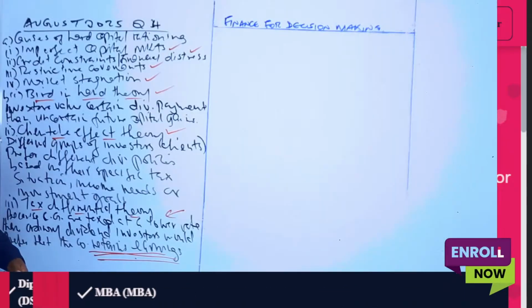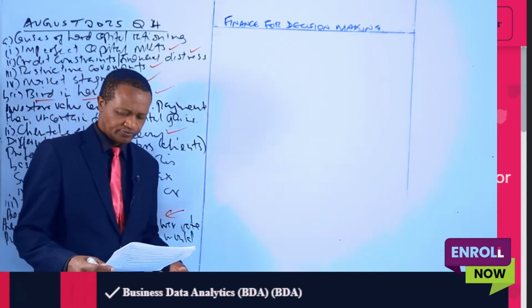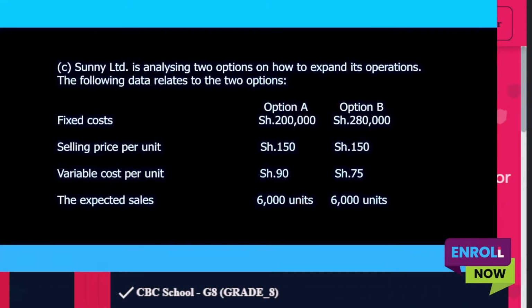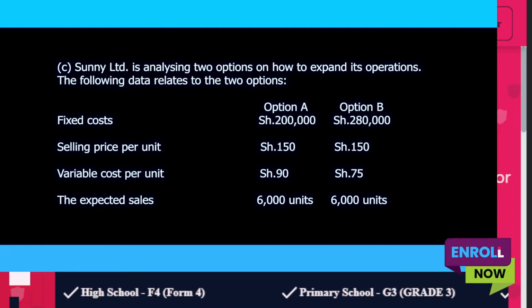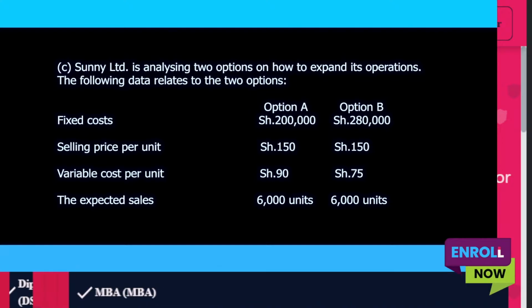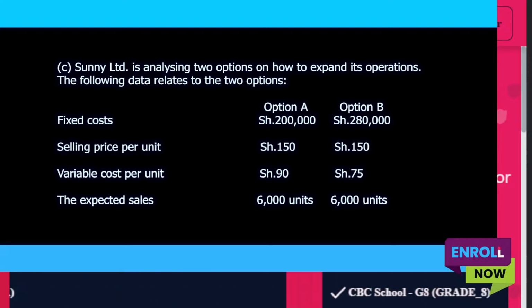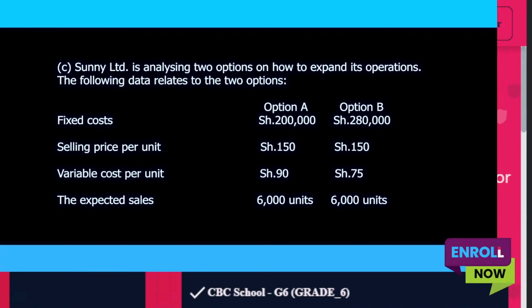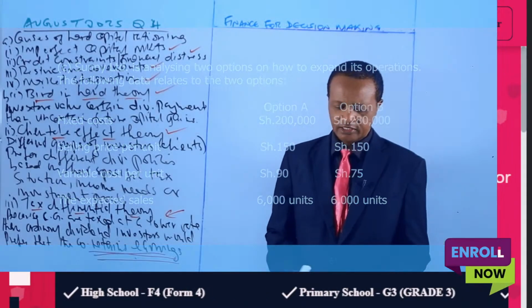We're done with part A and B. Let's move to part C of this question. Sunny Limited is analyzing two options on how to expand its operations. The following data relates to two options. So we have option A and option B. So we have fixed cost for option A, selling price per unit for option A and B, variable cost per unit for option A and B, the expected sales for option A and B.